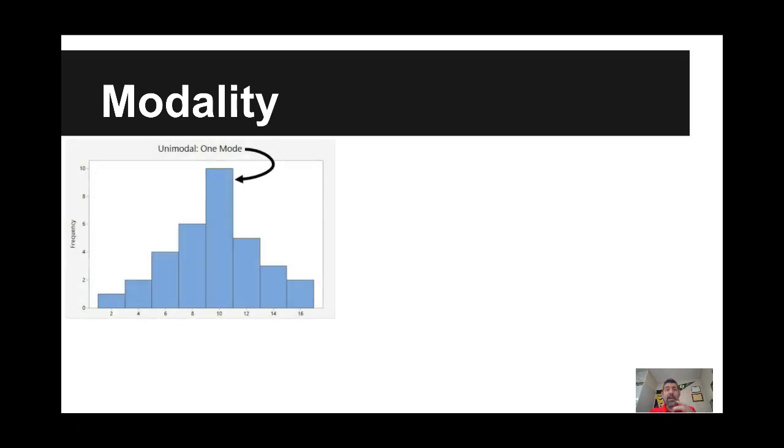The first thing you want to do most of the time is talk about the modality. So how many modes does it have? And we're really looking at just the shape. So we're looking at the distribution itself in terms of maybe a histogram or something. Now, these data here, notice that they are unimodal. So this is one mode. One mode basically means that it comes to one peak.